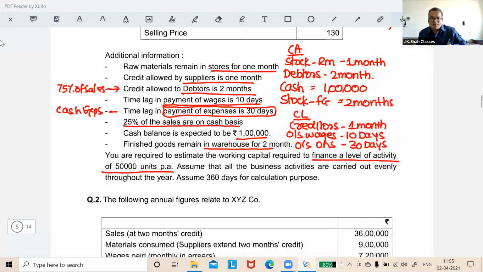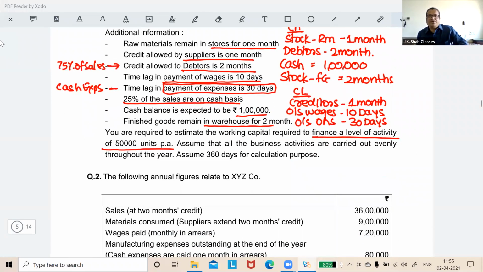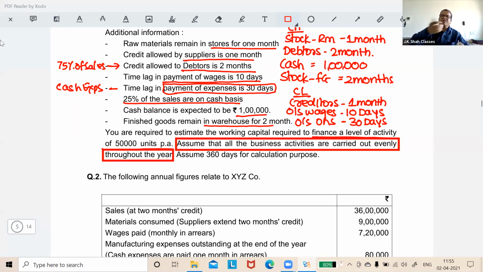See this statement, you know the importance. Assume that all business activities are carried out evenly throughout the year. This is our basic assumption while estimating. Even if this statement is not given, you're going to do the same thing. All activities are assumed to be spread evenly throughout the year. That's it.